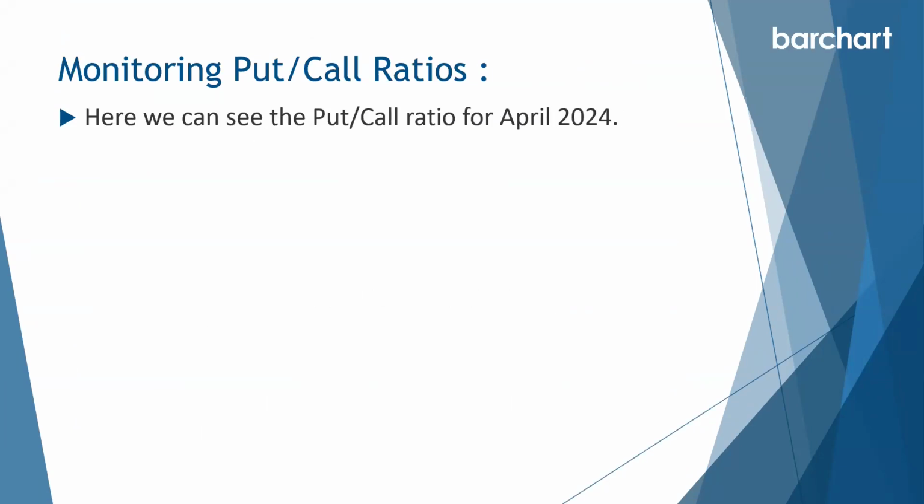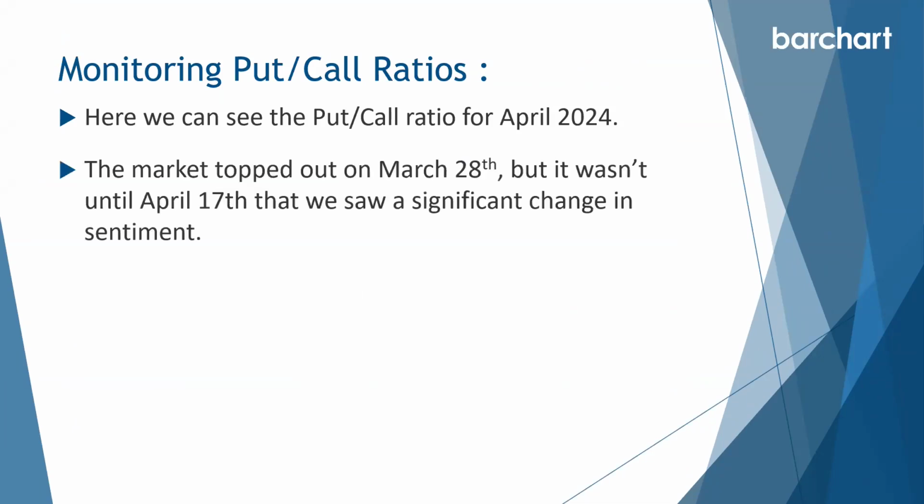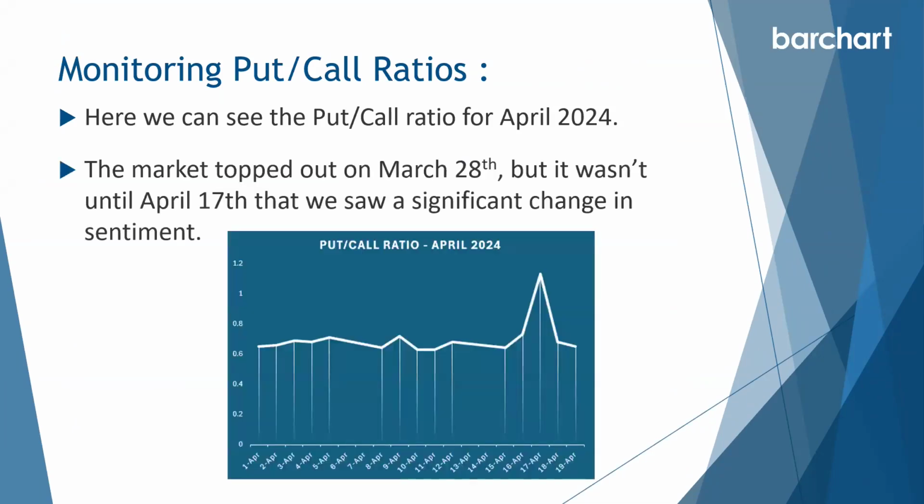Here we can see the put-call ratio for April 2024. The market topped out on March 28th, but it wasn't until April 17th that we saw a significant change in sentiment. You can see that there, April 17th was the first day when the put-call ratio jumped above 1. So before then, we'd had just an orderly correction. And then on April 17th, it got a little bit more serious. Once that ratio jumped up above 1, there was huge demand for put options, huge demand for protection and hedging.